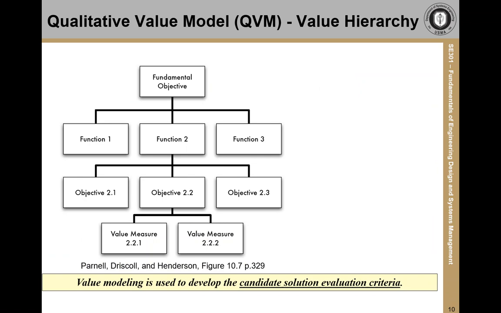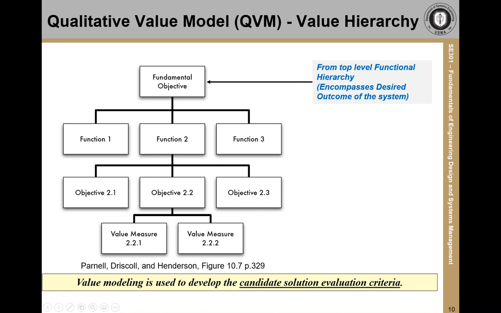This is one of those slides I would make sure I am familiar with, and all the terminology and how we can build these out. All right, so if we start at the top, we're talking about our fundamental objective. This comes directly from your functional hierarchy, which we've already talked about, and it represents the desired outcome of your system. What needs to occur at the highest level for system success. This should take the form of verb object, but you may put some additional modifiers or descriptions in there as necessary.